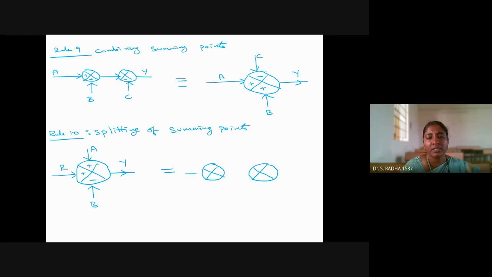The initial forward direction R should be as it is. You can put A at the first summing point. There is no condition that A only should come. You can put B also in the first summing point. And if you are putting B in the first summing point, A will come in the second summing point. If you are putting A in the first summing point, B will come in the second summing point. Our intention is the sign should be retained the same. A is positive, wherever you put A, it should be positive. B is negative, wherever you put B, B should be negative. Okay. So these are the 10 rules.